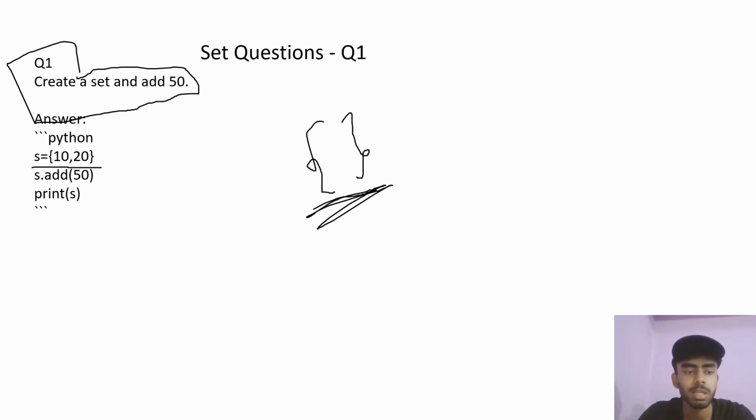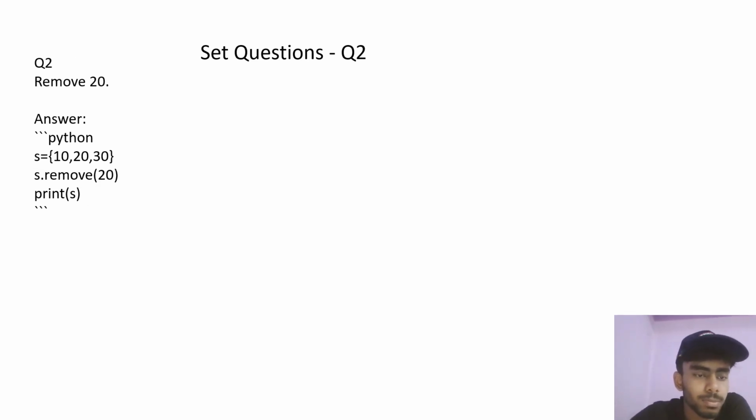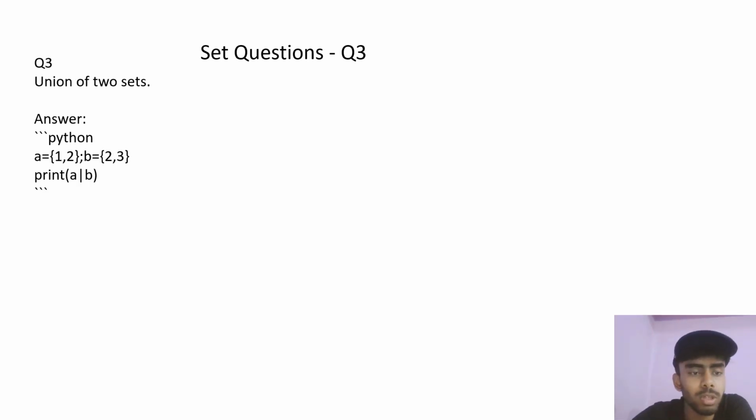Over here you have created one set like 10 and 20, and you have to add 50. So just write s dot add 50, and we all know that add is a predefined function in Python, and print that s in which we have stored the set. Now come to the next question. Remove 20. Just write remove 20 from that variable and print it. It automatically removes 20 from your set. Now come to union of two sets.